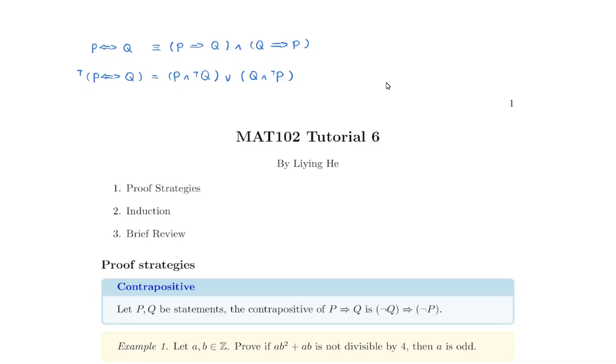For contrapositive, again, you take the contrapositive of those two. So the contrapositive would be not Q implies not P, and not P implies not Q, which is the same as not Q if and only if not P.